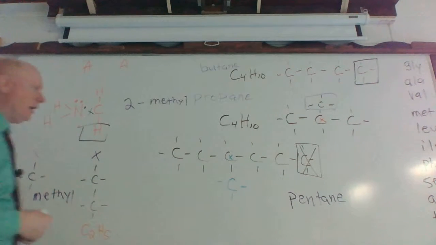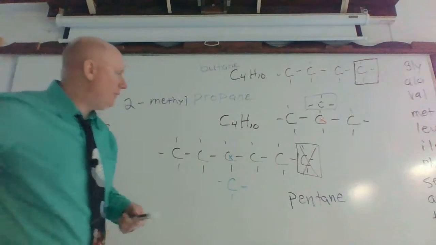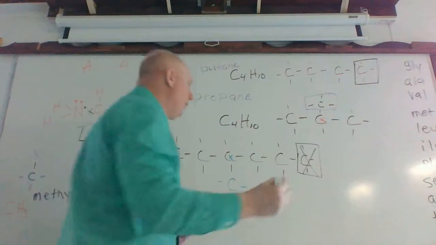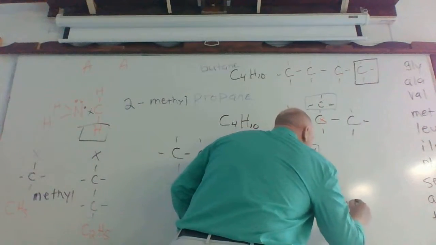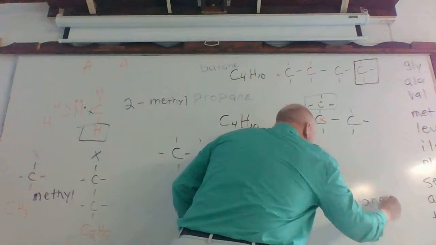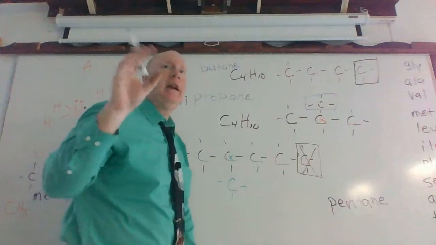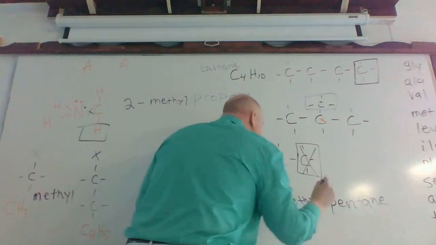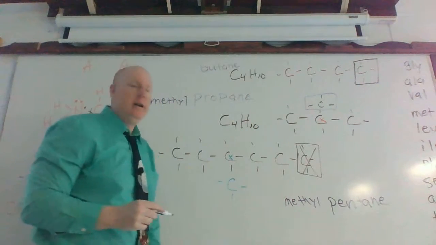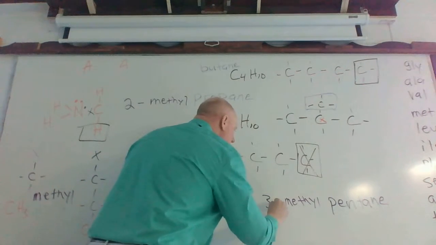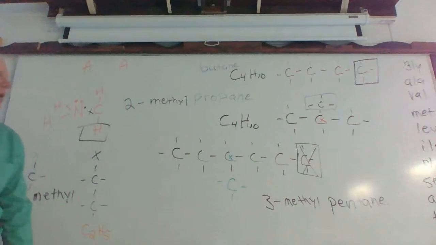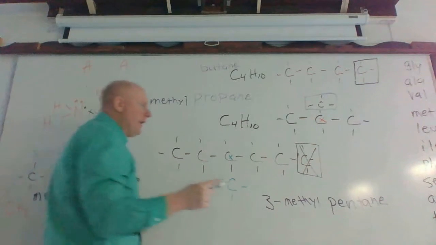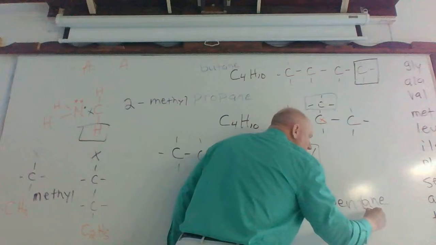Okay? Actually, I didn't leave enough room there. I'm going to rewrite this. Okay? So we had pentane. Okay? And you correctly said we've got a methyl group. And that methyl group is on the third carbon. Okay. So if we break this down, our organic family is denoted right here.